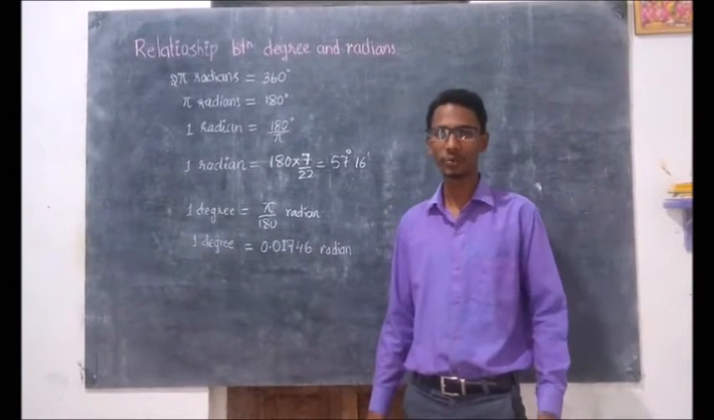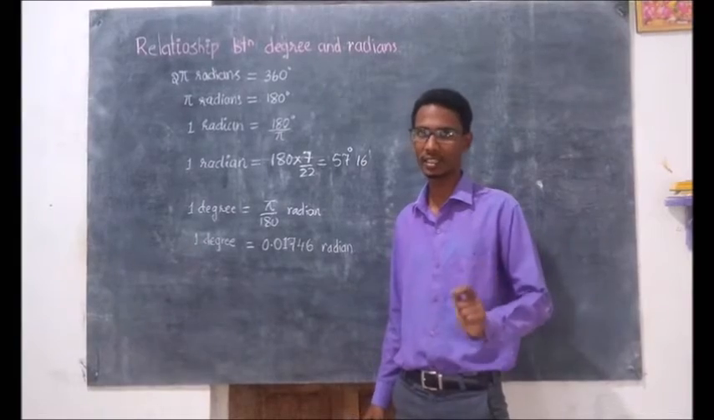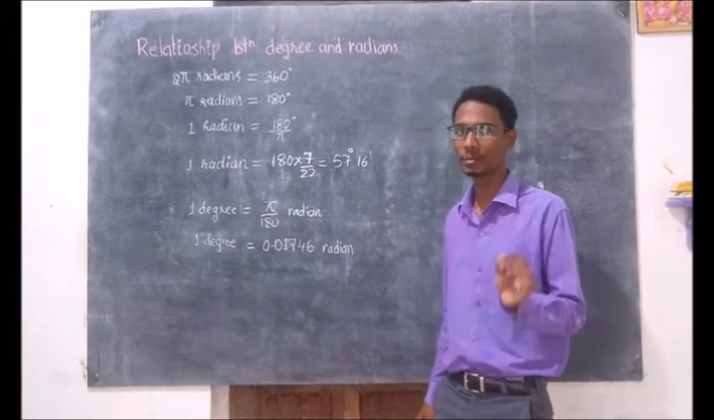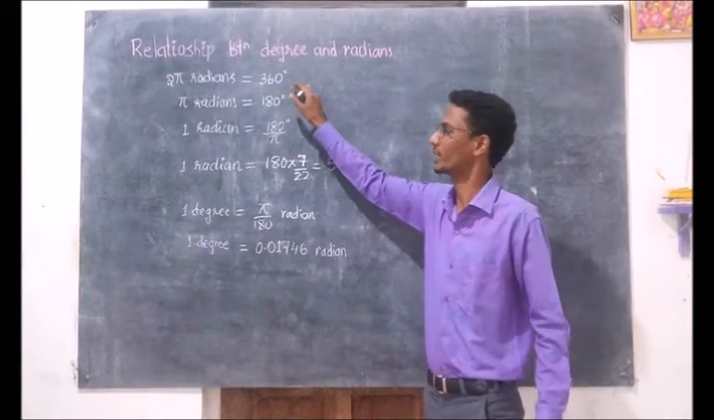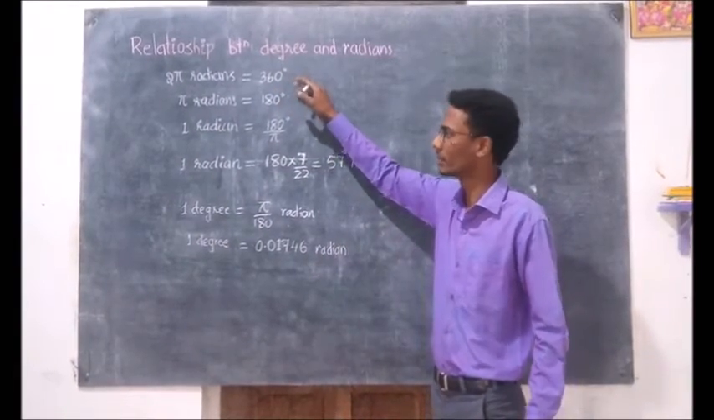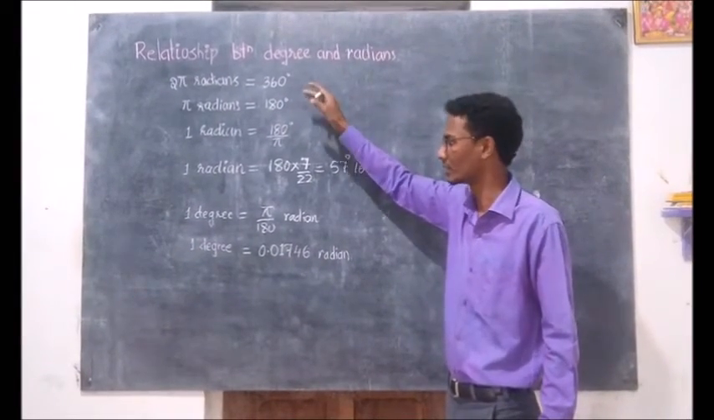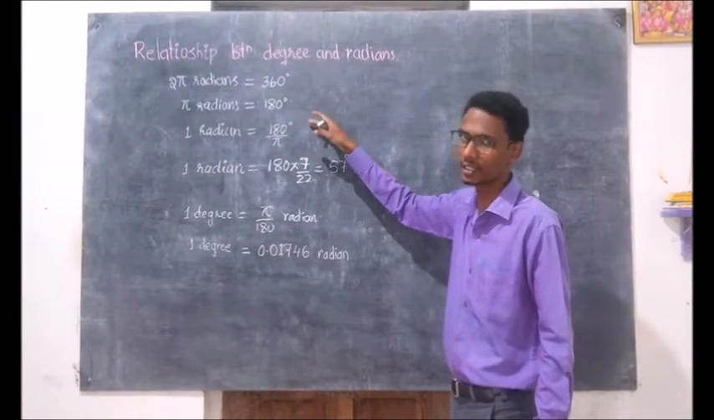Hi guys, in the last video we got to know that 2 pi radians equal 360 degrees. So in today's session we shall discuss the relations between degrees and radians. We know that 2 pi radians equal 360 degrees. When we compare them, pi radians will be 180 degrees. In the same way, 1 radian is equal to 180 by pi degrees.